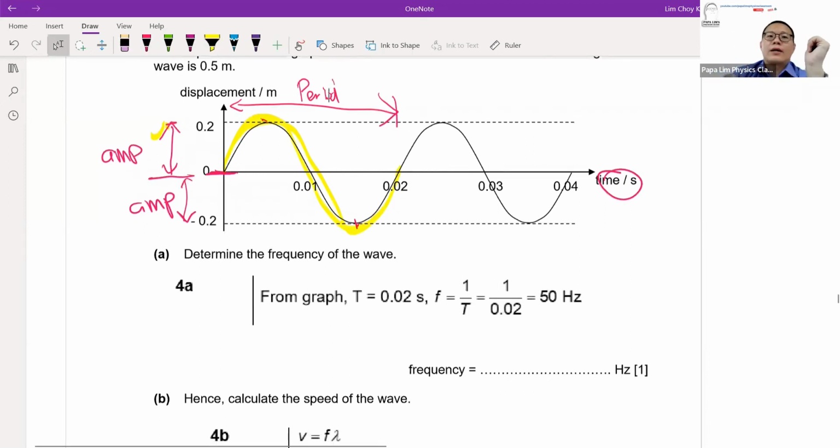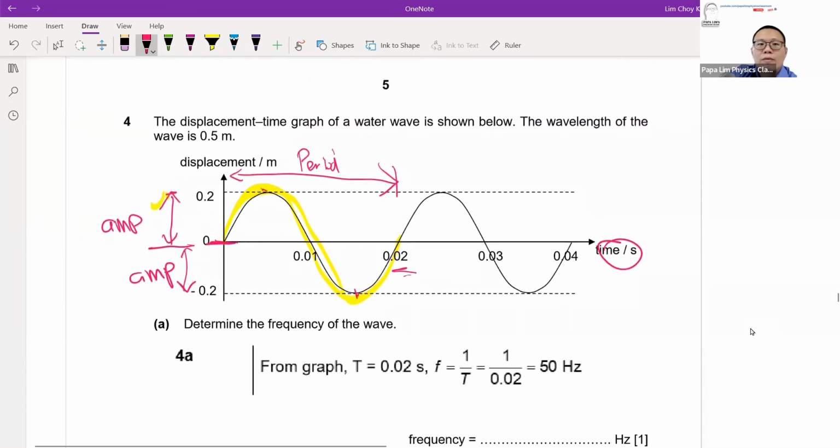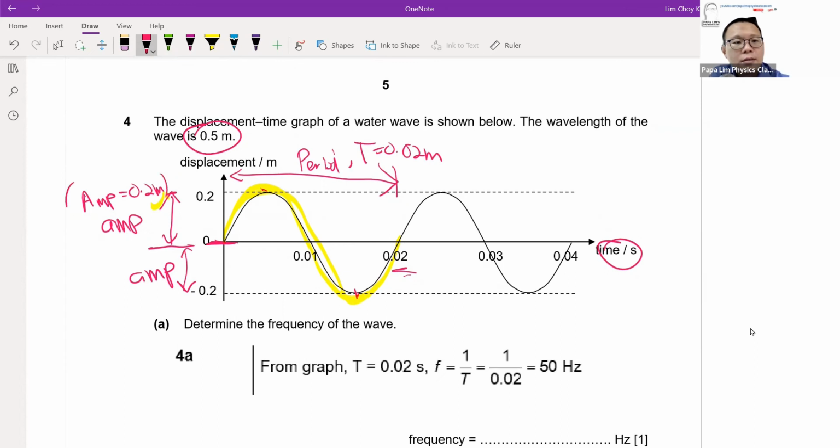From this graph, I know that the amplitude is 0.2, and I know the period is 0.02 seconds. Based on the question, the wavelength is 0.5 meter. So based on the information I have, take a look: the period is 0.02 seconds, the amplitude is 0.2 meter, and the wavelength is 0.5 meter. These are the three pieces of information given from the graph.